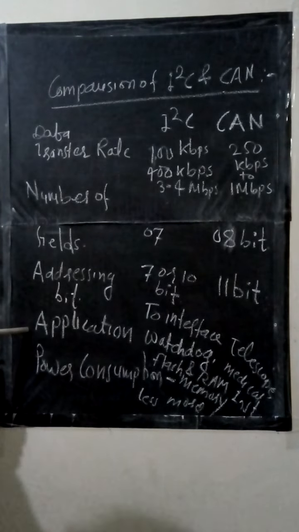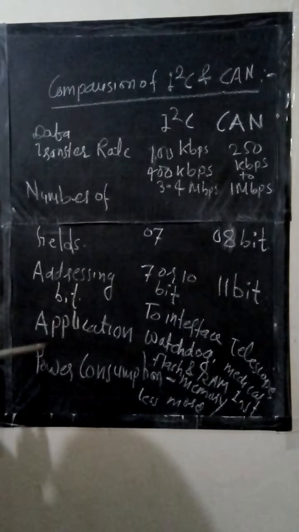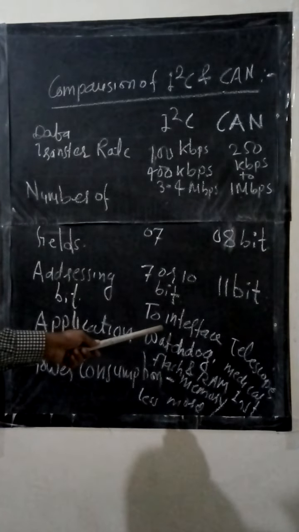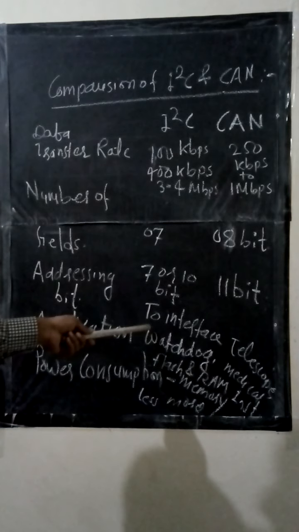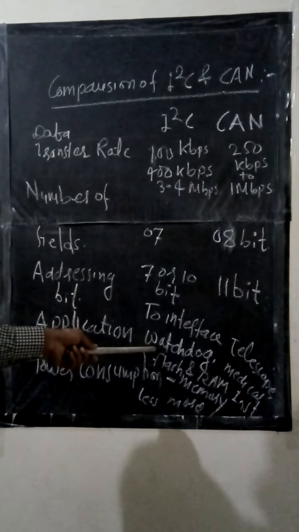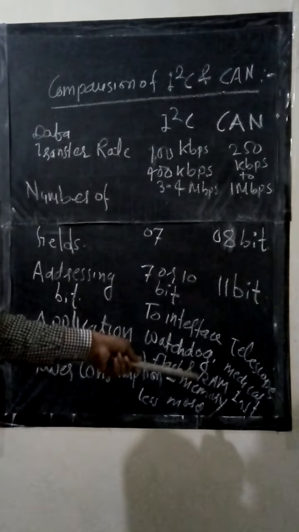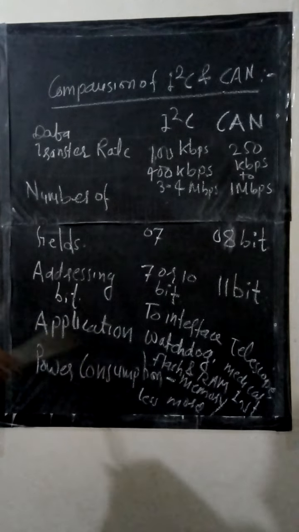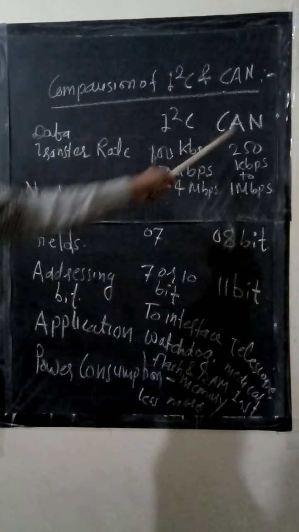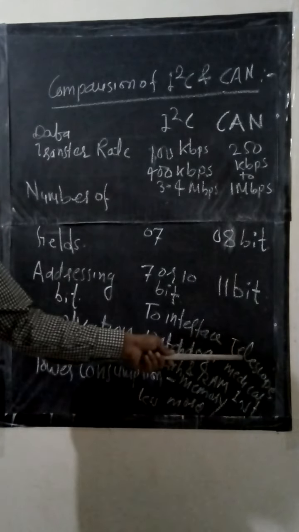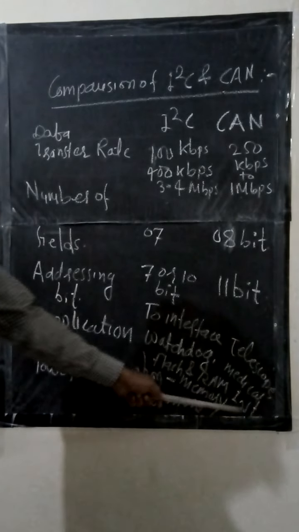The next point is application. I2C is applied to interface watchdog, flash and RAM memory etc. And control area network is applied or used in telescopes, medical instruments etc.